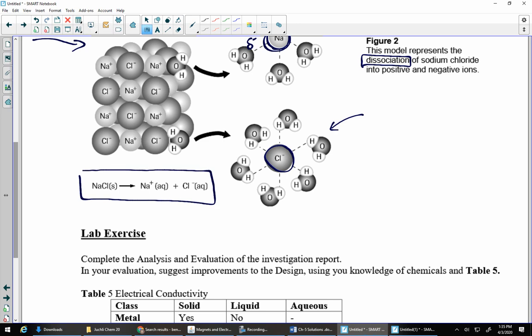So this one with sodium chloride is fairly straightforward. We see one sodium chloride break apart into one sodium ion and one chloride ion. We saw ones that are a little bit trickier before, but we just need to make sure whatever's going in comes out. So that is dissociation.